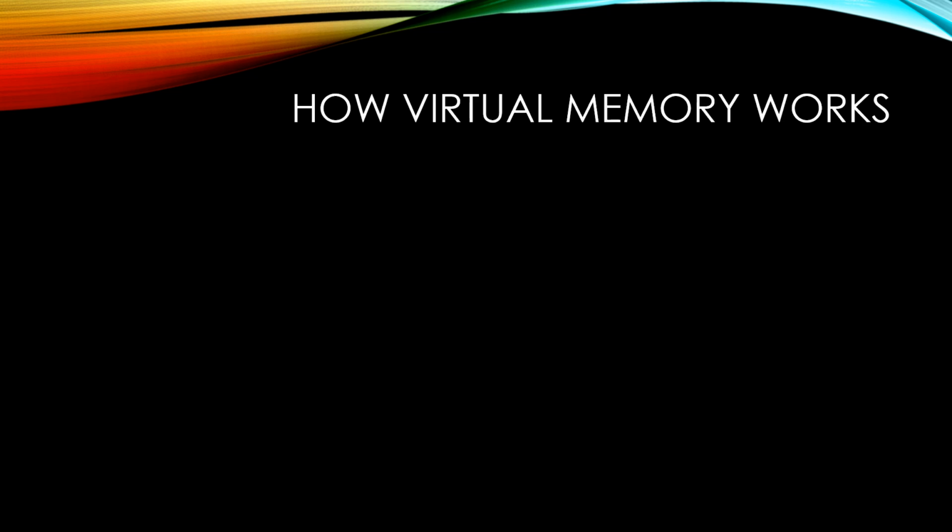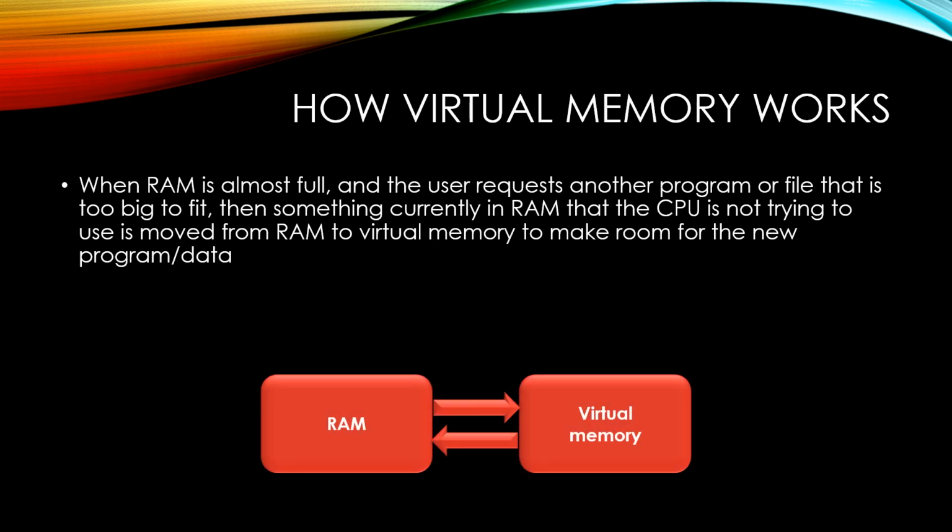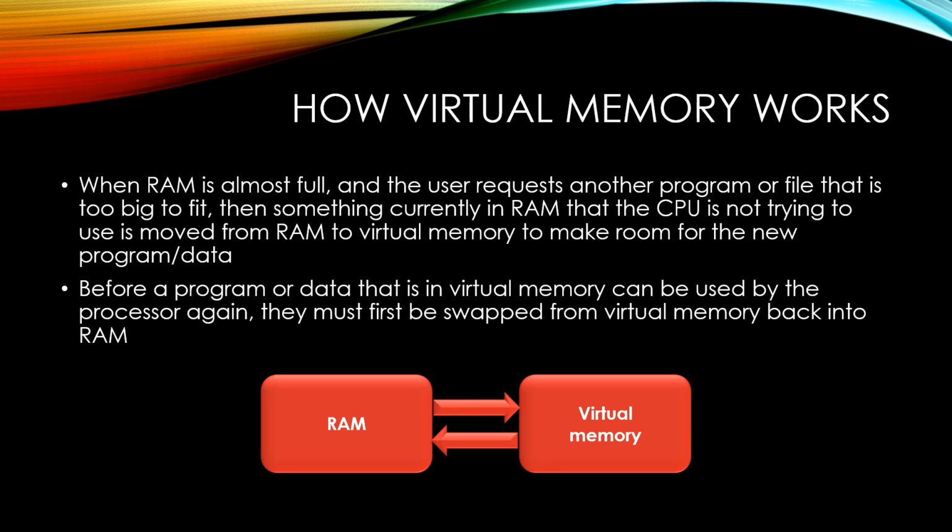The way that virtual memory works is that when RAM is almost full and the user requests another program or file that is too big to fit in RAM, then something currently in RAM that the CPU is not trying to use is moved from RAM to virtual memory so that it makes room for the new program or data. Before a program or data that is in virtual memory can be used by the processor again, they must first be swapped from virtual memory back into RAM.